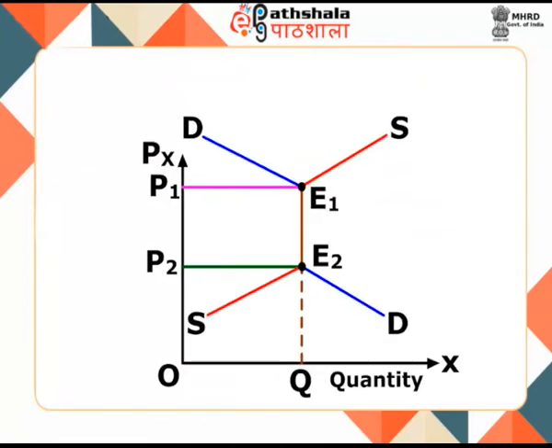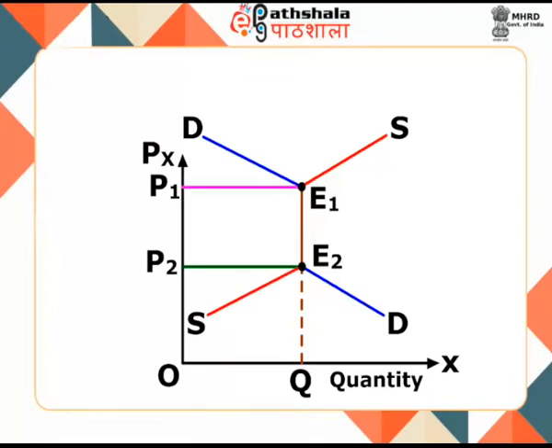In the figure, demand curve DD and supply curve SS intersect each other at E2, where OP2 is the equilibrium price and OQ is the quantity demanded as well as the quantity supplied. If the price increases to OP1, then the new equilibrium will be at point E1, where the quantity demanded and quantity supplied remain equal at OQ.